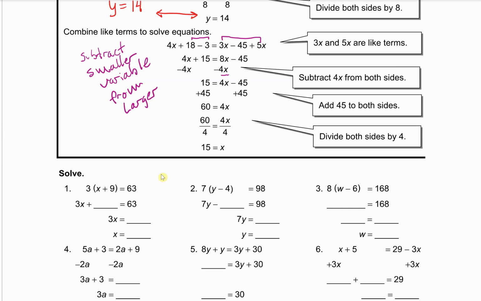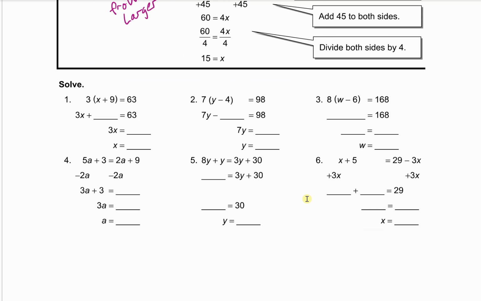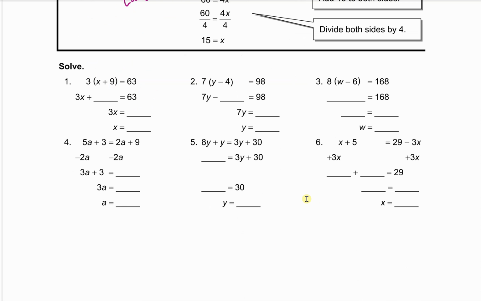So we get 15 equals 4x minus 45. I'm going to add 45. I'm going to divide by 4. I get x equals 15. So that is basically what we're going to do. Let's work out a couple of these. Number one here, we are going to distribute because they've kind of already set us up for that.